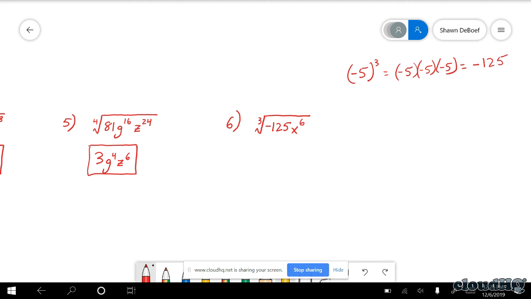So as long as your root is odd, like it is in number 6, it's okay to have a negative inside. It means my answer is going to be negative. So I get negative 5x to the 2nd, x squared. Odd roots can have negative numbers inside. That is not a problem.